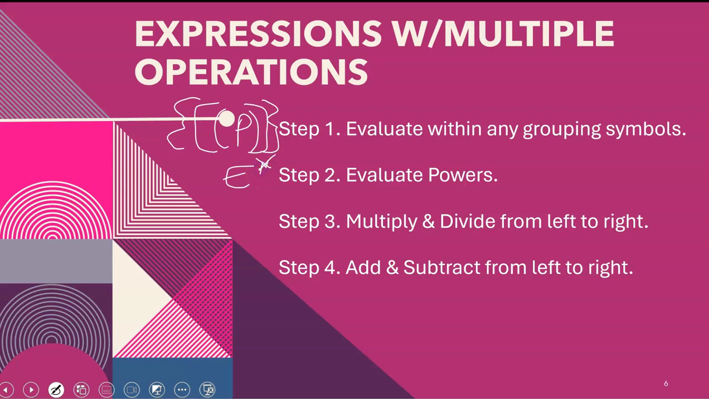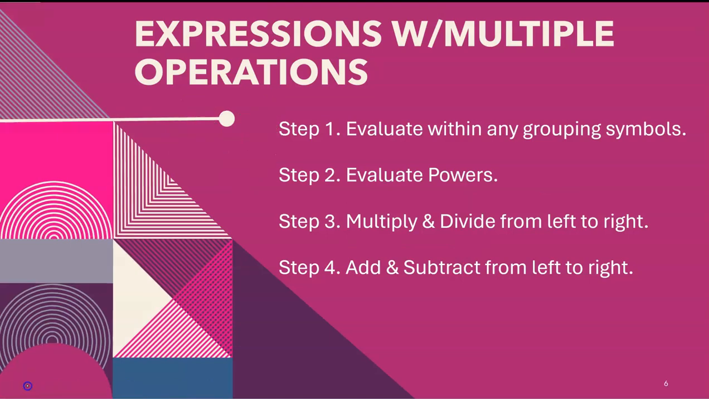After those are all taken care of, we multiply and divide. Here's the trick: from left to right. It doesn't matter if the division comes first or the multiplication comes first. We're doing them like we're reading a book. After multiplying and dividing is all done, then we can add and subtract. So let's practice the order of operations correctly here.